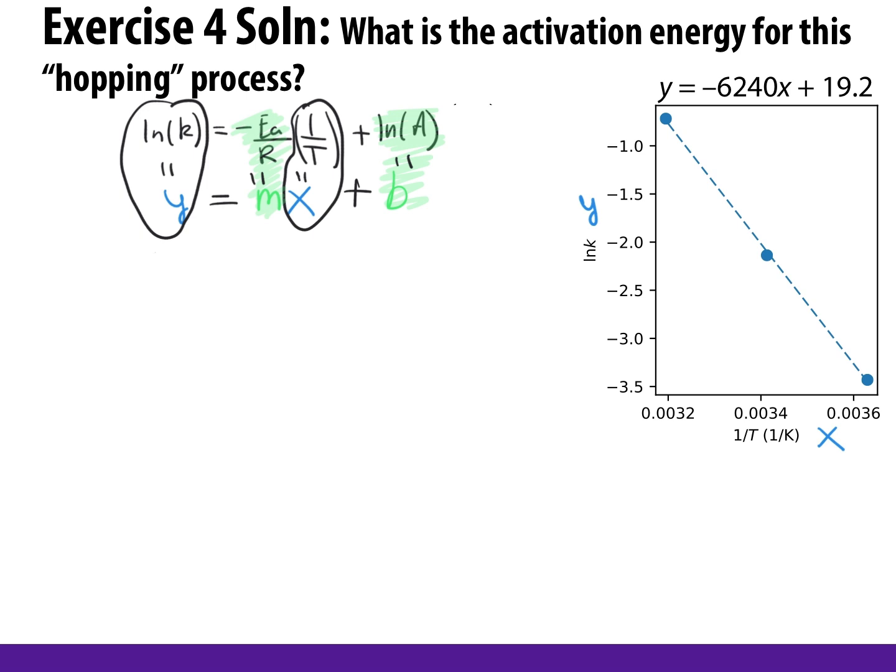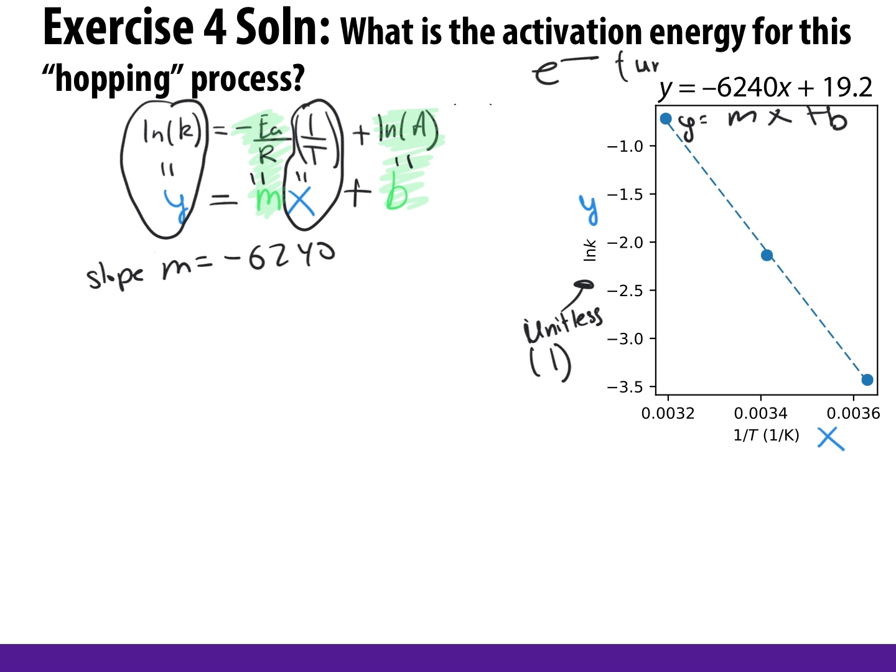So to determine the activation energy, I can see that the activation energy is going to come from the slope. So again, I look at my equation line, y equals mx plus b. I can see that my slope m is equal to negative 6,240. Again, when I think about the units here, this does have units. The key idea is that ln of k is unitless because it has that special function in it. So that has just units of 1, just like e to something would be unitless.